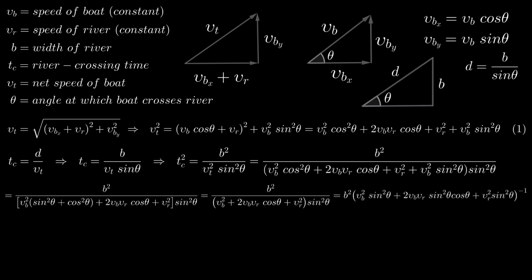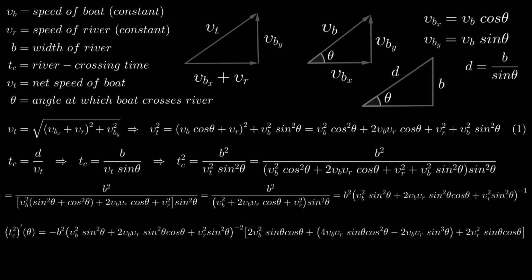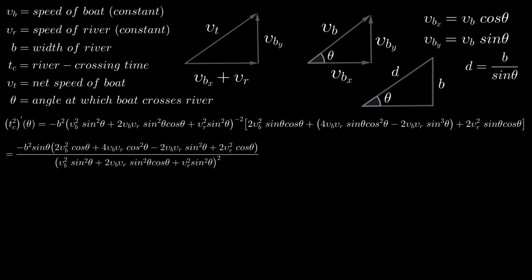So let's do just that, using the power rule and the product rule of differentiation. So we have T_C squared prime of theta equals this long expression here. We obtain this expression using the power and product rule. We brought the power of the expression down by 1, brought the previous exponent in front of the coefficient B squared times the derivative of the inside, which is the power rule. We use the product rule to obtain the derivative of the inside. So we simplify this expression using algebraic manipulations. We factor sine of theta out of the derivative of the inside.